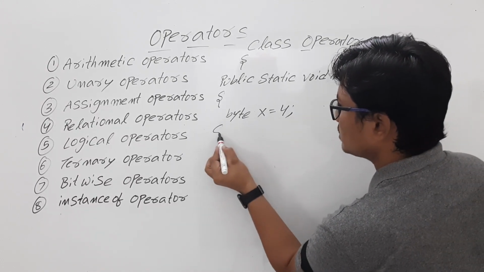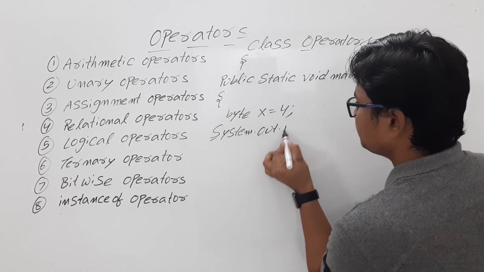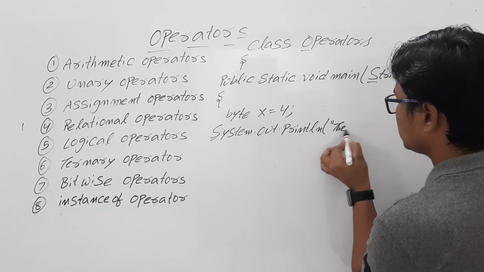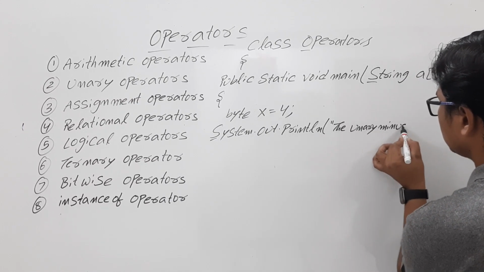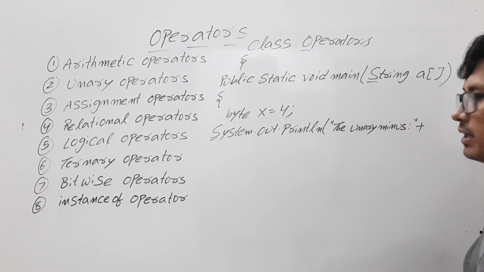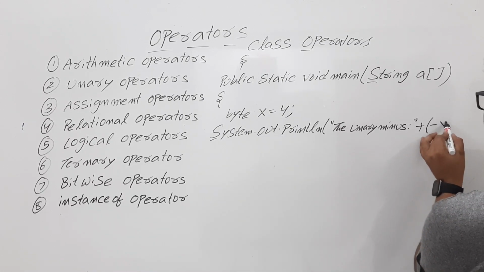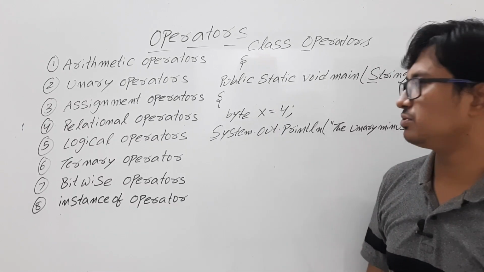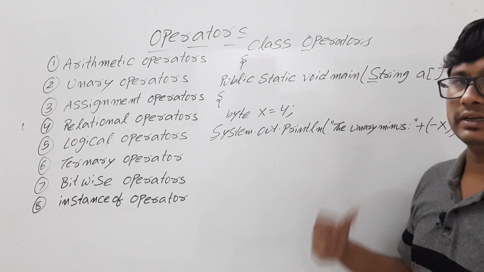Then if you write system.out.println the unary minus, you can write like this. Plus is for the concatenation, then you can write minus of x. Is it clear? This will give you the output as minus 4. This minus is your unary minus and this plus is for the concatenation.